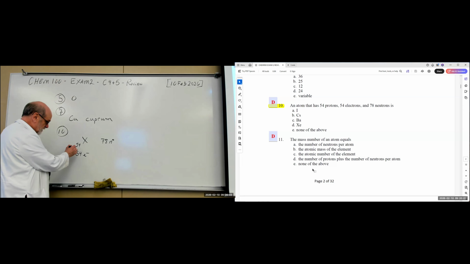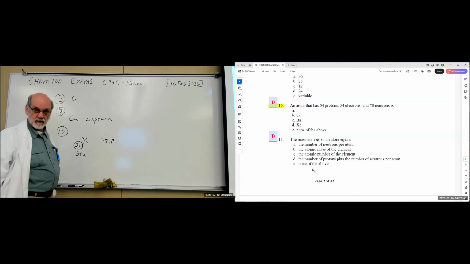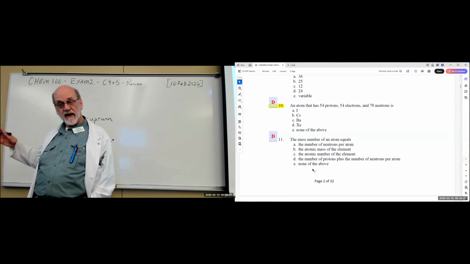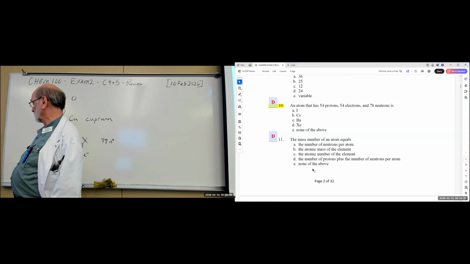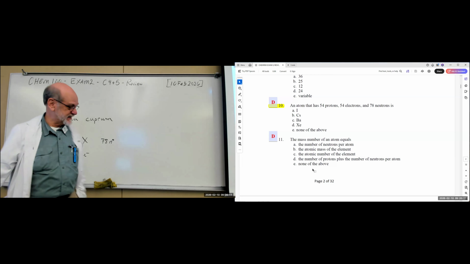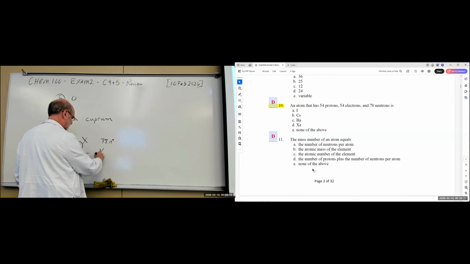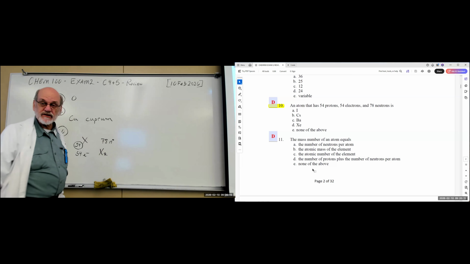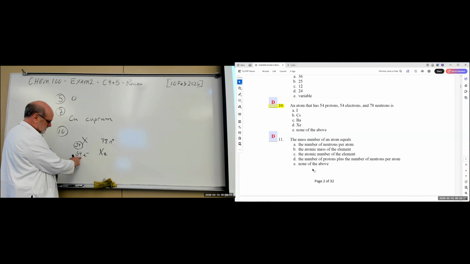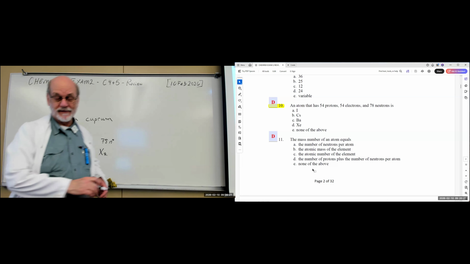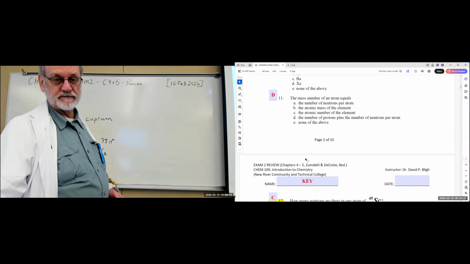Well, all we need is this value right here, the number of protons. Look it up on your periodic table. 54 is xenon. And it's neutral, the same number of electrons as protons. All right. There's your answer.